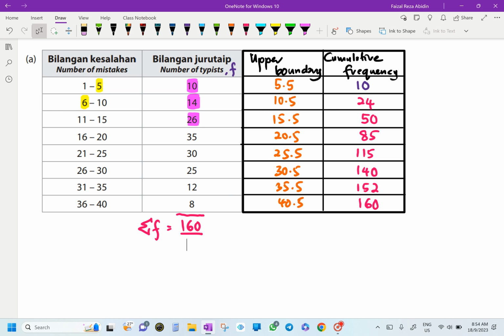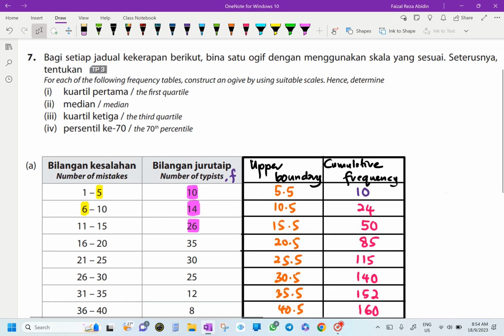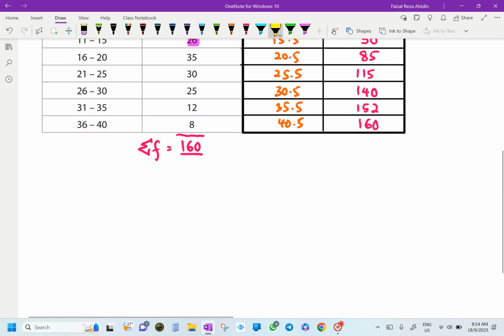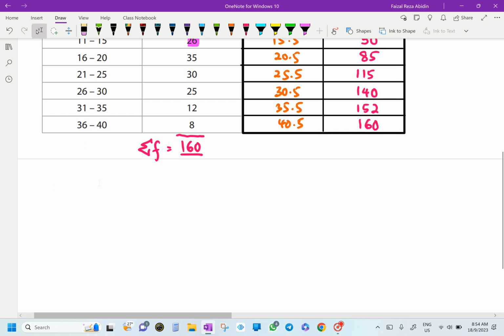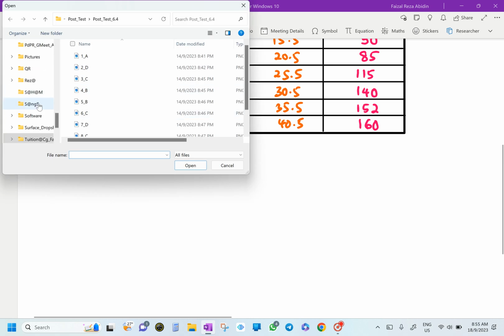Clear? Now the question is asking us to find our first quartile. Can we find the first quartile straight away? Cannot. Why? Because we must first construct our ogive. After we construct it, then we can determine it. So I need to find my graph paper. You got your graph inside your PBD books there. Okay, wait, I'm going to need my graph.